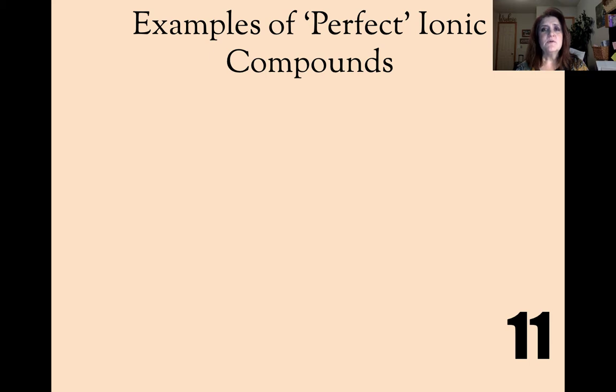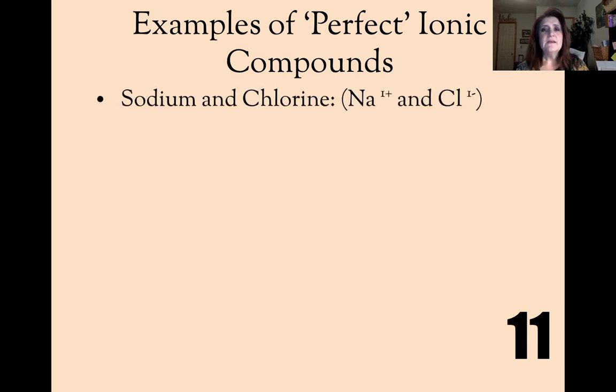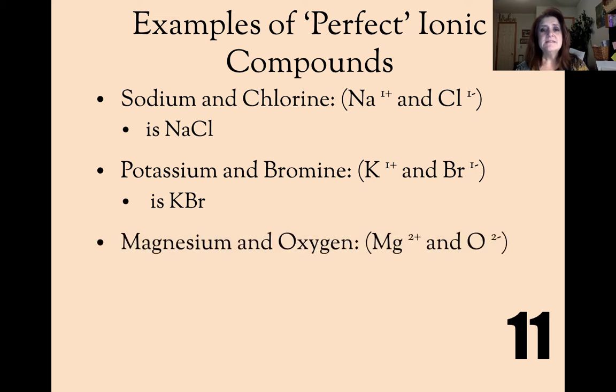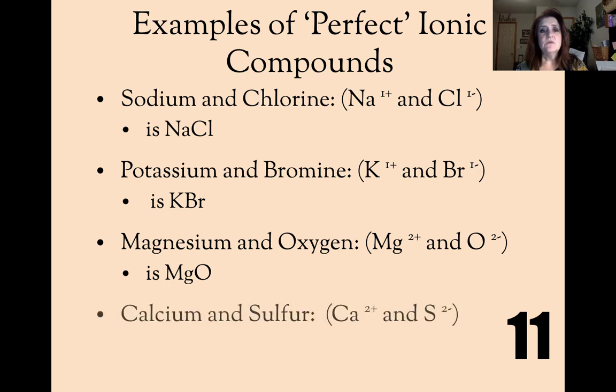So these are examples of perfect ionic compounds. Sodium and chlorine, Na, which is a 1 positive, and Cl, which is a 1 negative, will form NaCl. Potassium and bromine, potassium is a 1 positive, bromine is a 1 negative, they will form KBr. Magnesium and oxygen, Mg 2 positive and O 2 negative, will form MgO. And calcium and sulfur, calcium is a 2 positive, sulfur is a 2 negative, will form CaS.